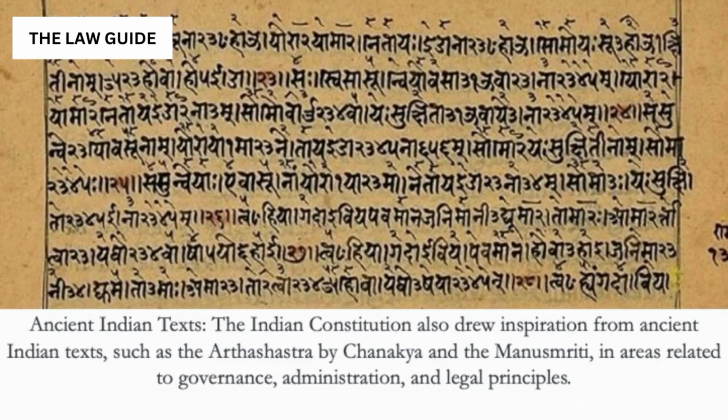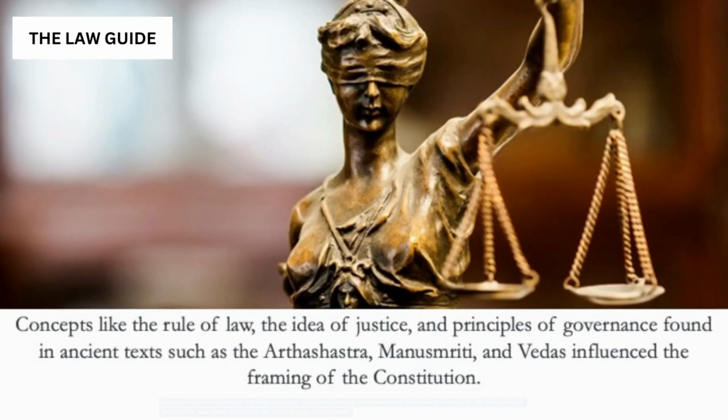Last is ancient Indian texts. The Indian Constitution also drew inspiration from ancient Indian texts, such as the Arthashastra by Chanakya and the Manusmriti, in areas related to governance, administration, and legal principles. Concepts like the rule of law, the idea of justice, and principles of governance found in ancient texts such as the Arthashastra, Manusmriti, and Vedas influenced the framing of the constitution.